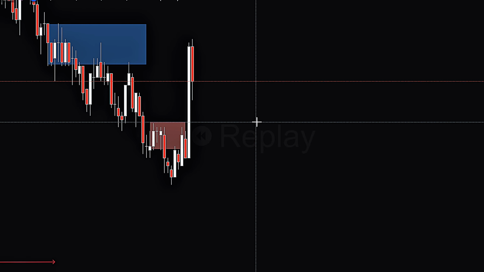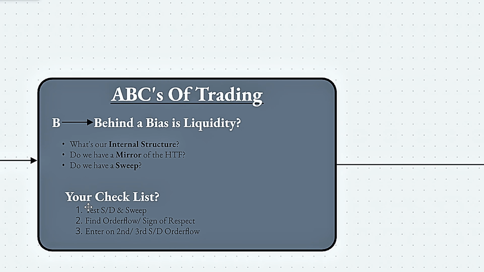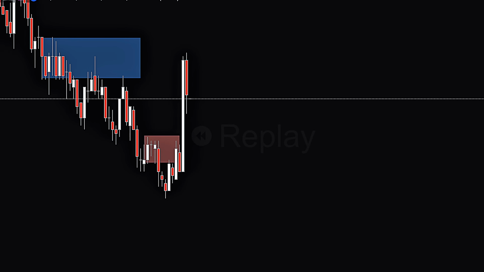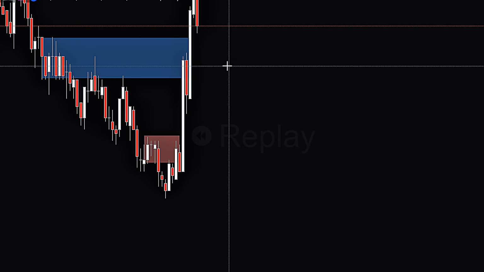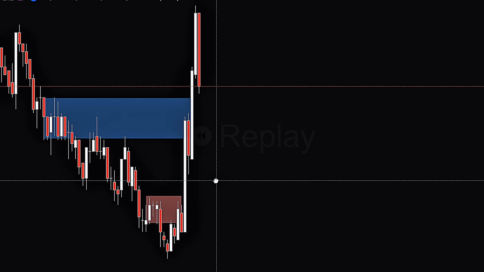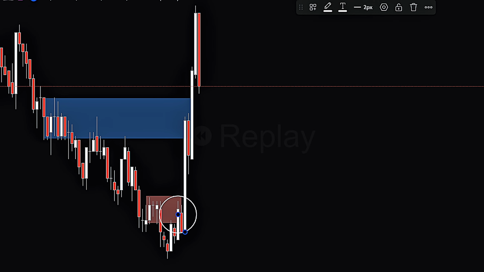So with that being said, we have multiple supplies. They all are respected and are having a reaction, right? But we're entering off the second or third order flow. So in this case, the second or third demand, right? Because as of right now, supply has a little bit of reaction, but look at that. It reacts to it again. It pauses, then it blows through it, reacts to it, sweeps it, right? We want to see that.